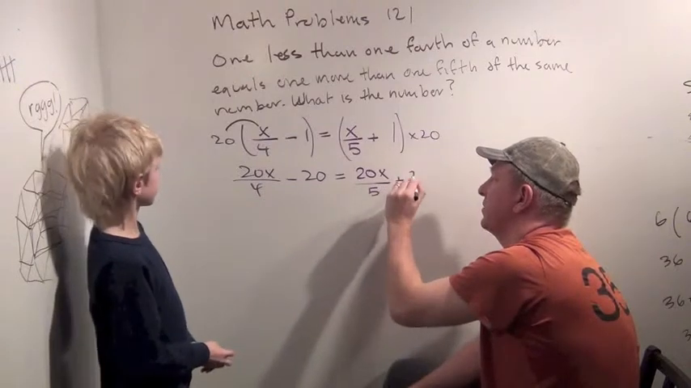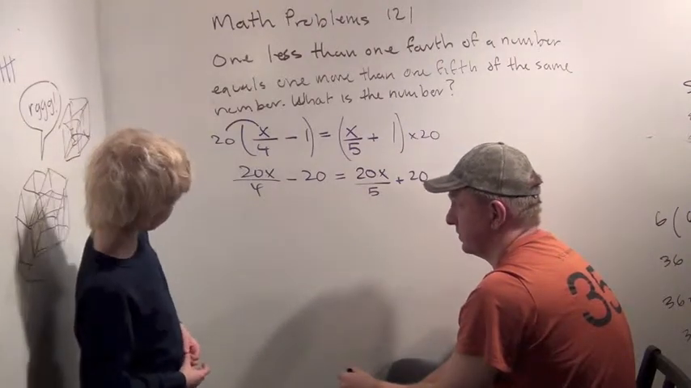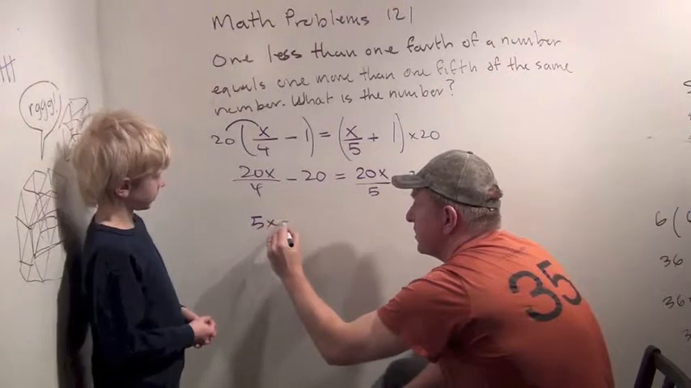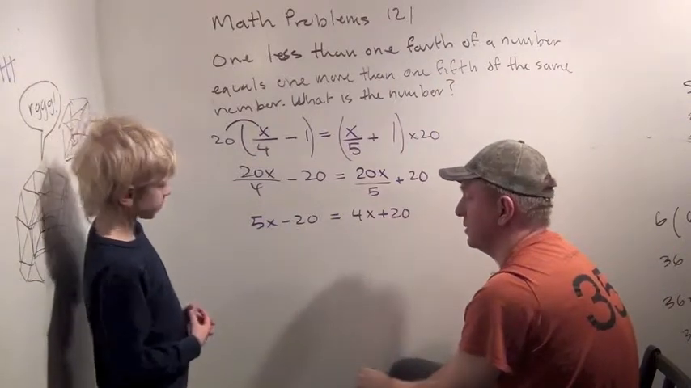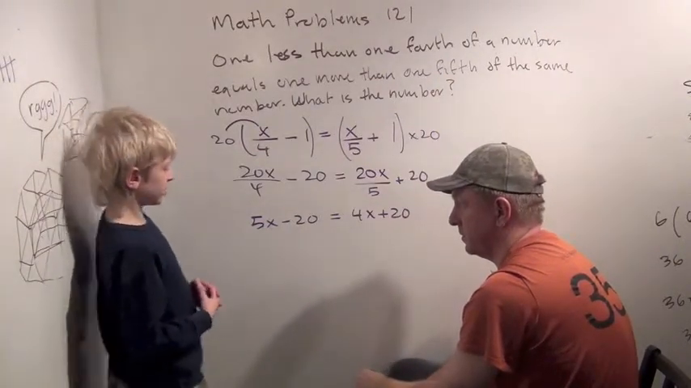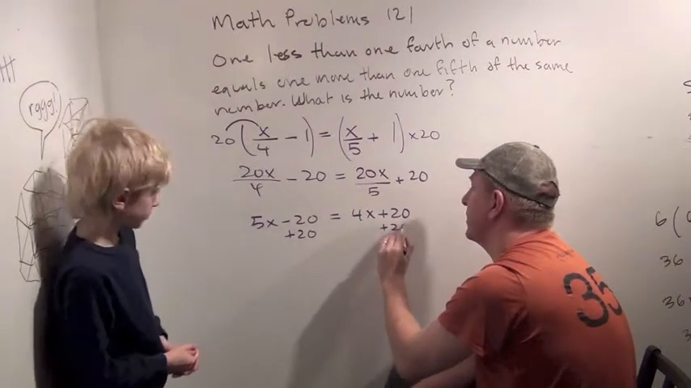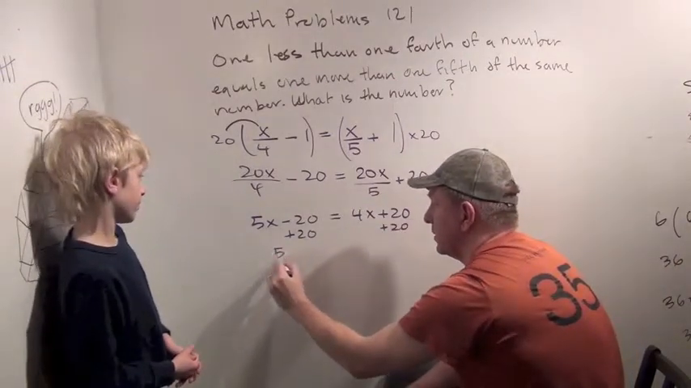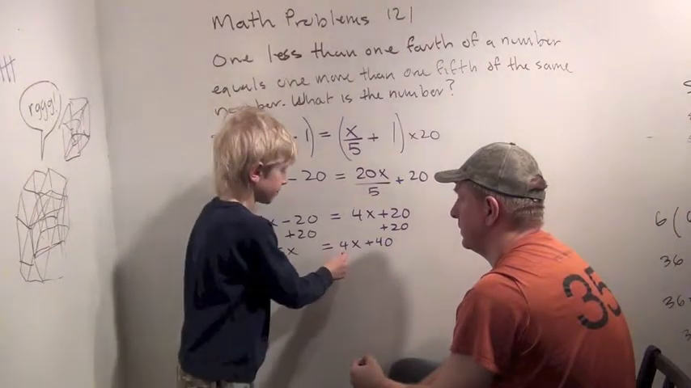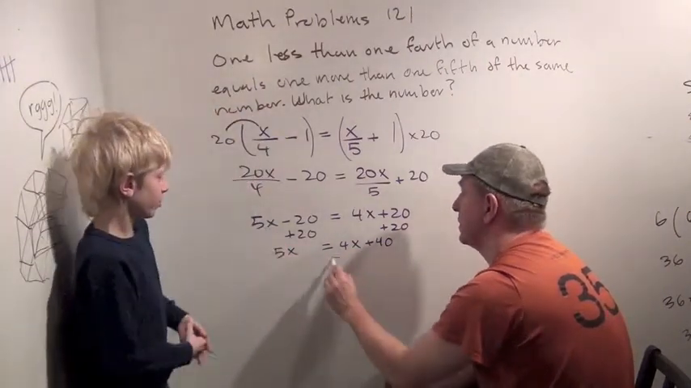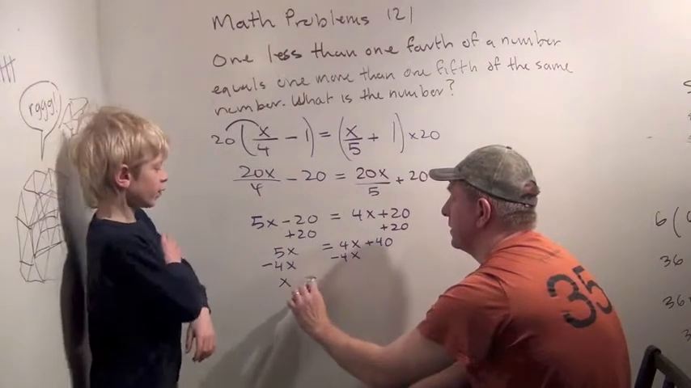Okay, awesome. Now let's simplify. So this becomes 5x minus 20 equals 4x plus 20. Okay, so we need to get rid of the 20 on this side, so we plus 20 on both sides. 5x equals 4x plus 40. And now you get rid of the 4x, you minus 4x on both sides. And then you get x equals 40.